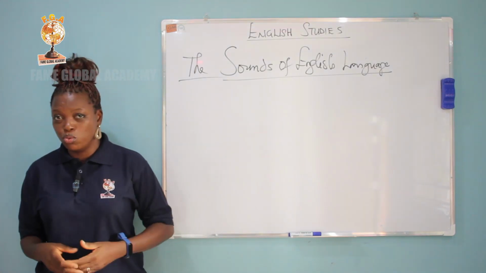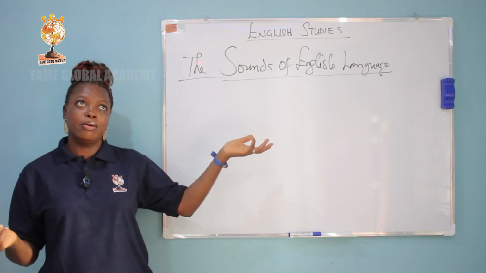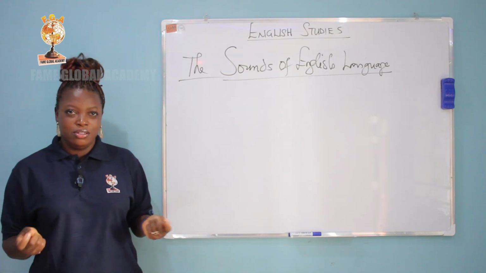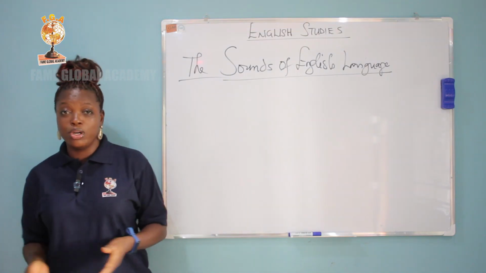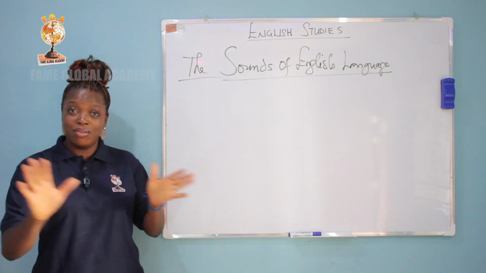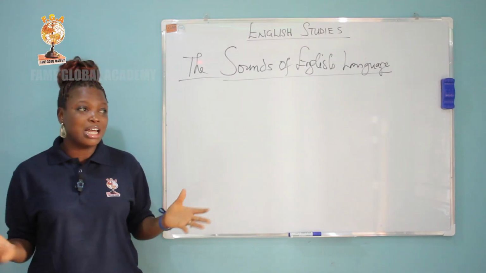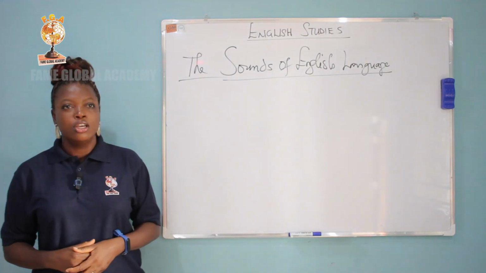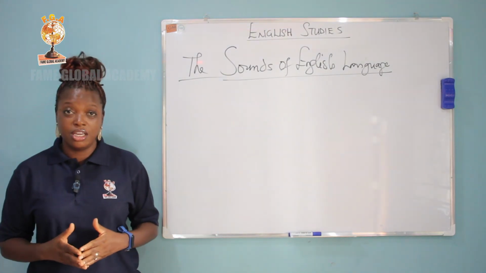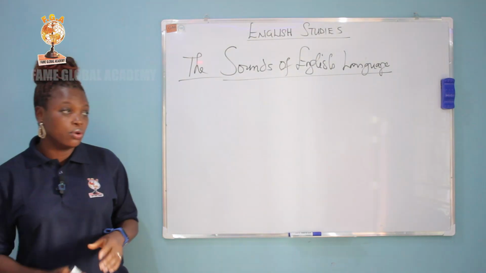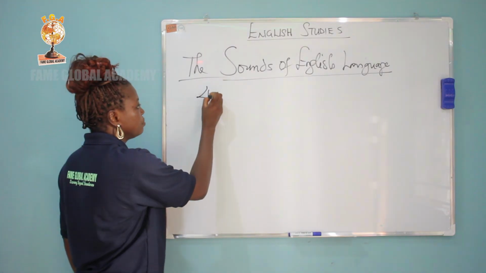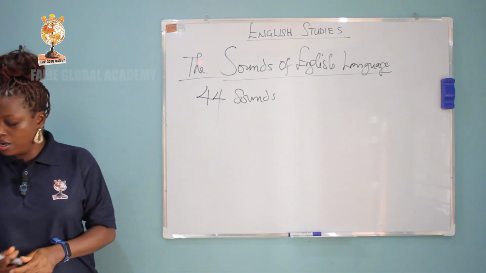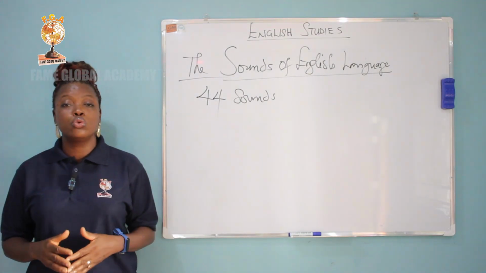You know, we have different languages in the world, the global languages, like English, Swahili, Spanish. Even our local languages like Igbo and Yoruba all have sounds that are used to form words, sentences, speeches, and all that. So in the English language, we have basically 44 sounds. Now, these sounds are divided into two major groups.